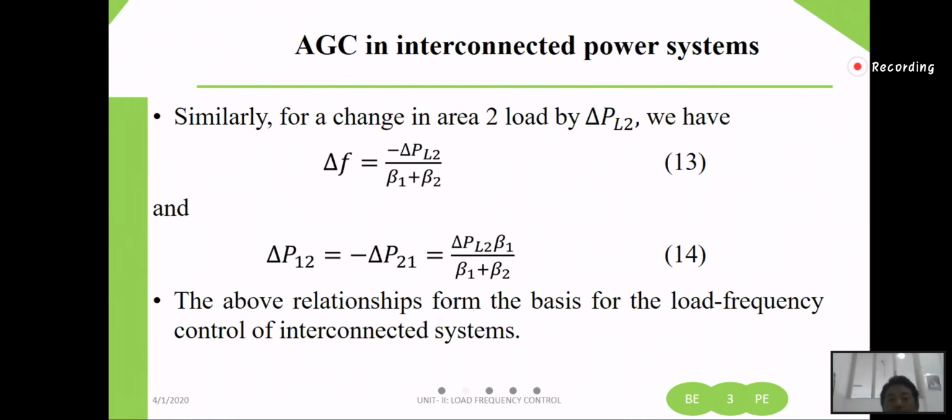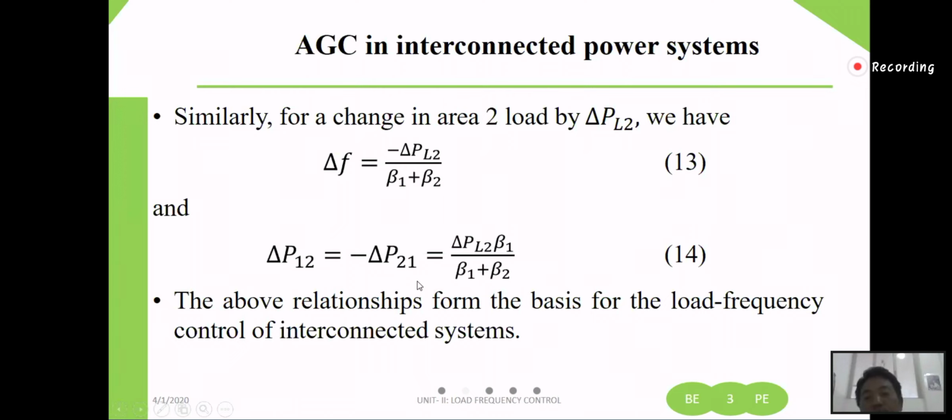Okay, so yes, similarly now we can go for a change in area 2 load by del L2. So we can get this equation. You can just derive that, and we have got all the equations. So instead of that, we just change this one, and then del P12 will be equal to minus del P21, which will be given by this relationship. So these are the two equations for load 2 if there is a change in load 2.